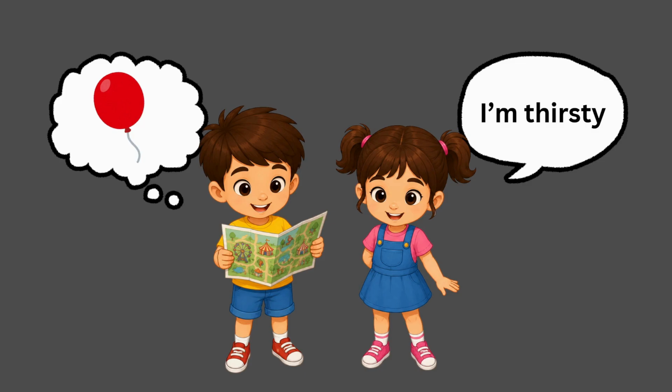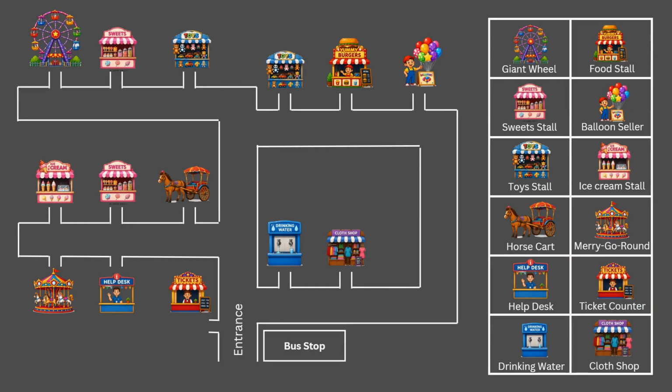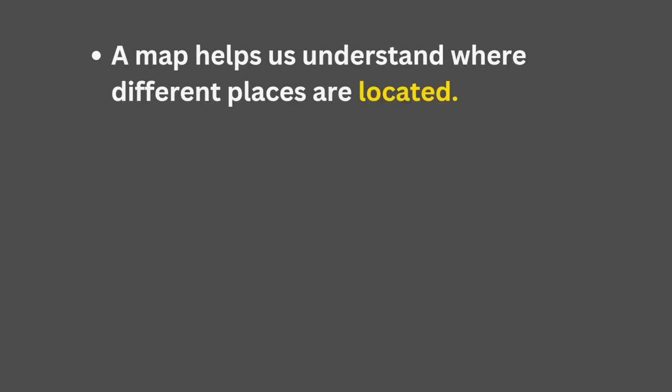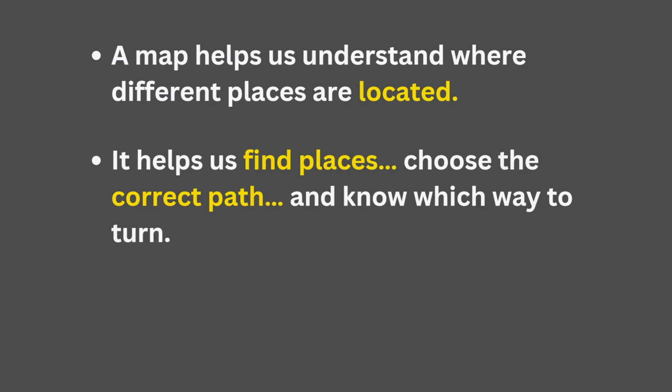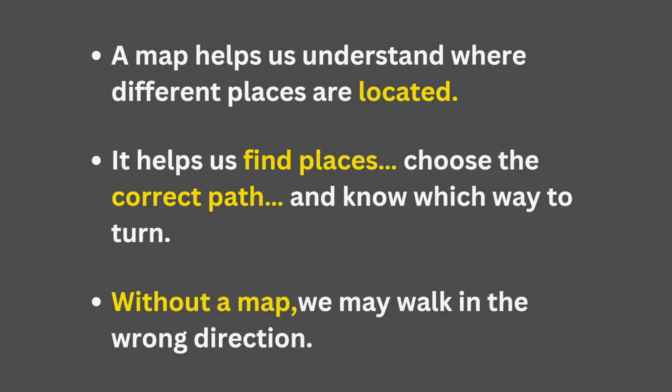That's when they look at the fair map. Let's look carefully at this map. A map helps us understand where different places are located. It helps us find places, choose the correct path, and know which way to turn. Without a map, we may walk in the wrong direction or take a longer route.